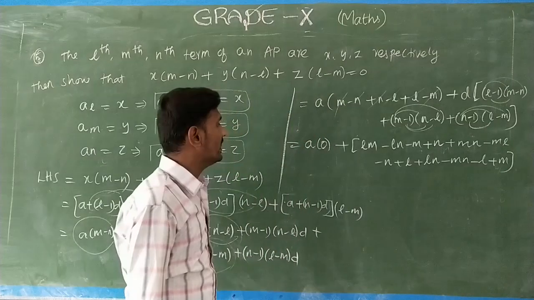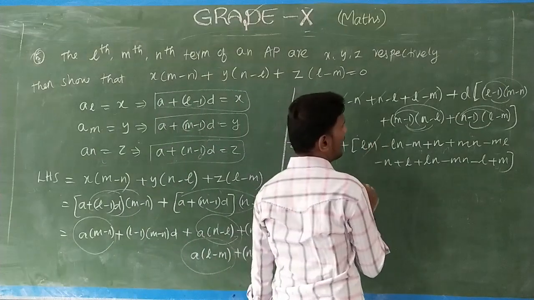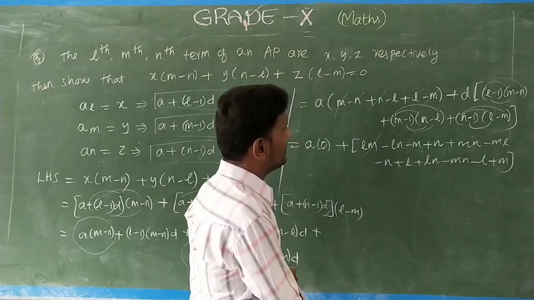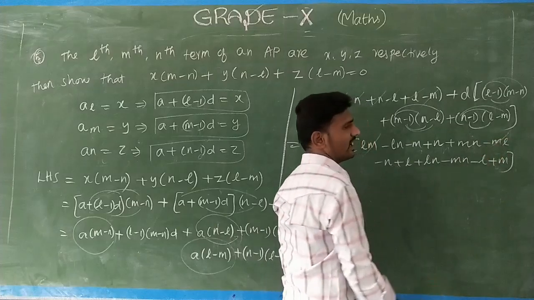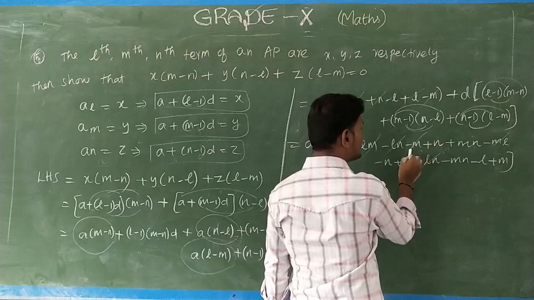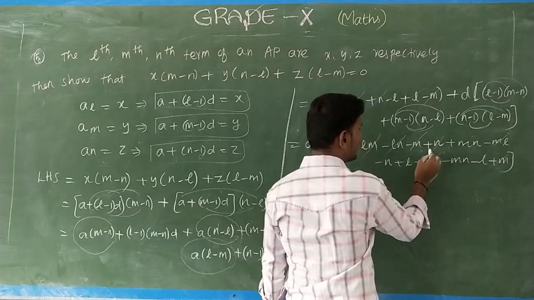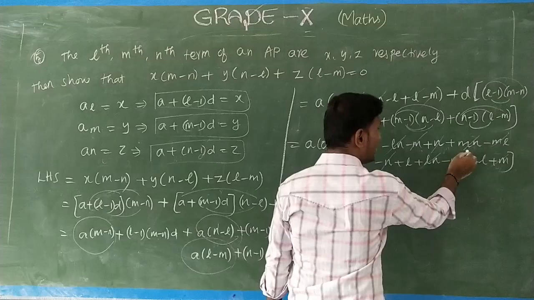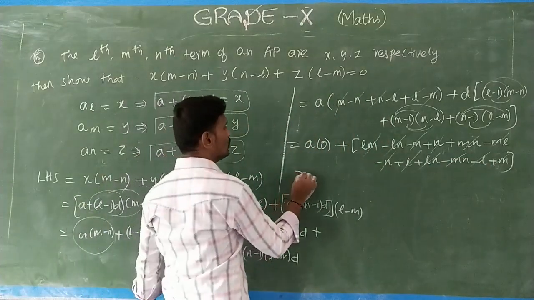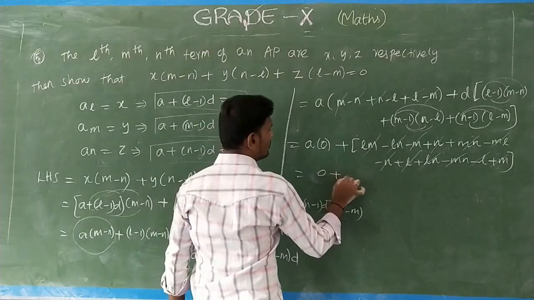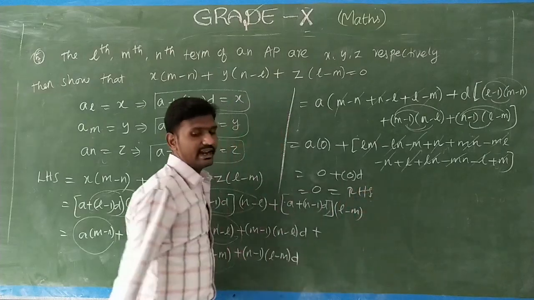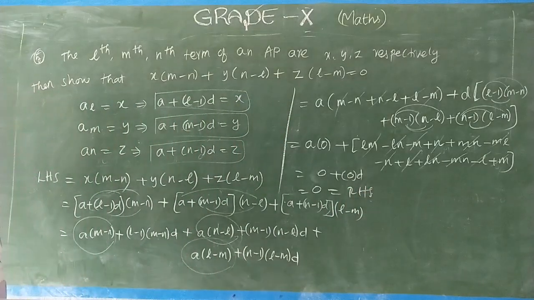Yes, student. Now the simplification: lm and where is another lm? lm and ml both cancel. And ln cancels, plus and minus. Plus m minus m cancel. Plus n minus n cancel. Plus mn minus mn cancel. Finally, plus l minus l also cancel. So, a into 0 is 0. Plus 0 into d is 0. So finally, the left side is going to get equal to 0.